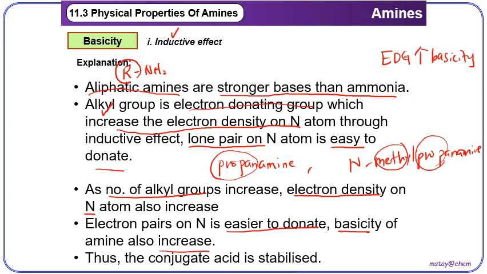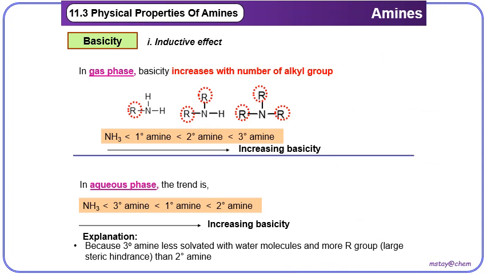If you look at here, you can notice that when we mention EDG, we also relate it with the electron density on the nitrogen atom, which makes it easier to donate electrons, and hence the basicity will be increased. As we mentioned just now, if the number of alkyl groups increases, the basicity will be increased. This statement will only apply for amines in the gas phase. In the gas phase, basicity increases with the number of alkyl groups.